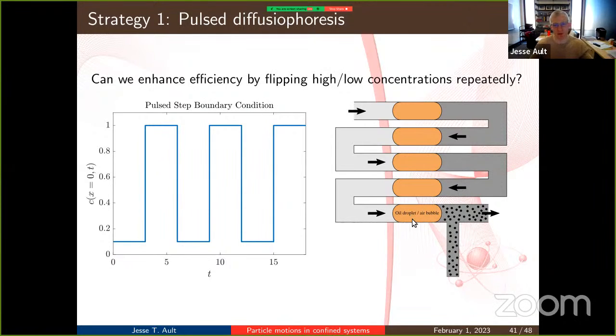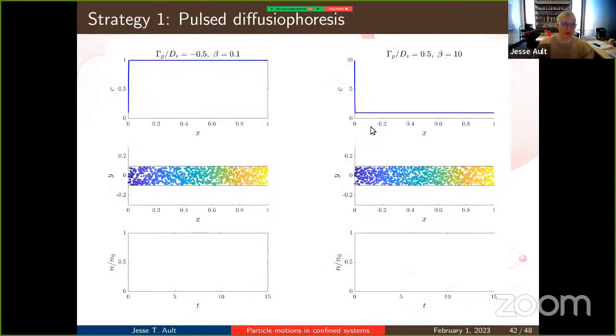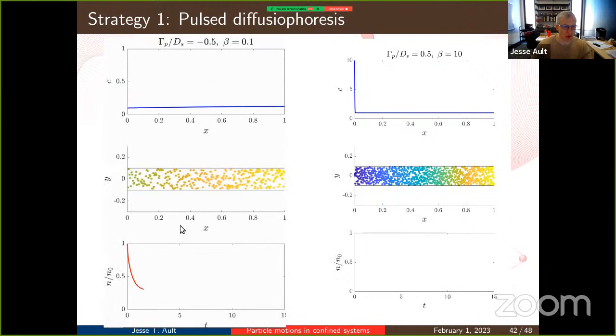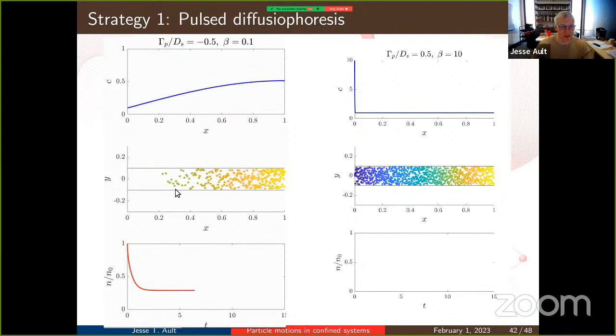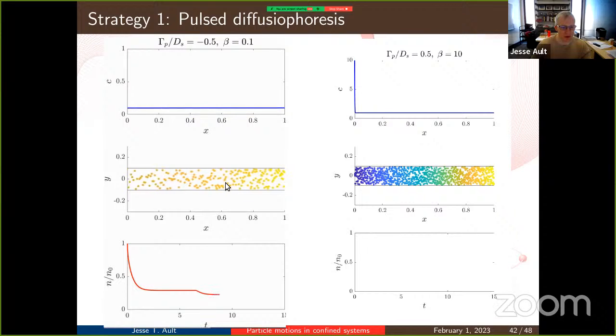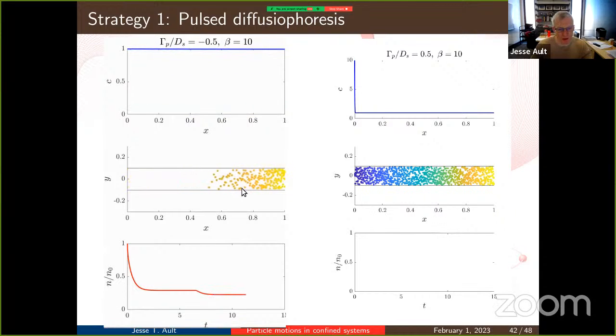The particles will repeatedly move either, let's say, up or down the concentration gradient. So they'll move out some, they'll move in some, they'll move out some, they'll move in some. Will this actually give you a net effect? It may, because the relationship for diffusiophoresis is nonlinear. So you just have to actually do the calculation. So for example, here is a negative mobility case where we will pulse this by repeatedly switching between 0.1 and 1 concentrations. And you can see with each subsequent pulse, some additional particles are removed.